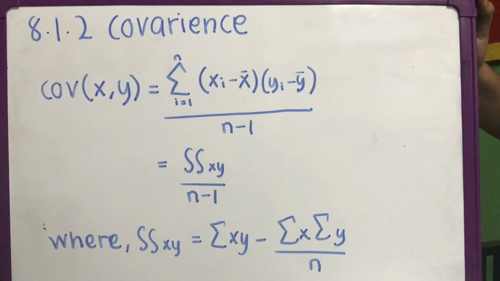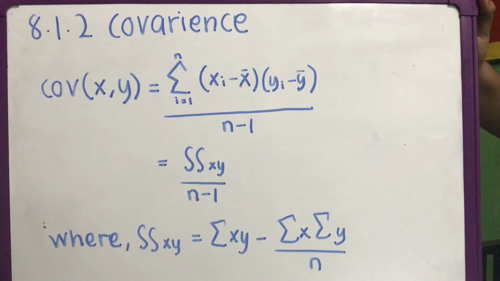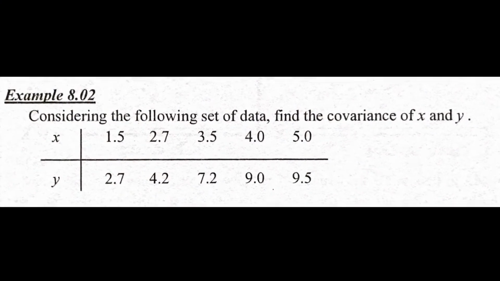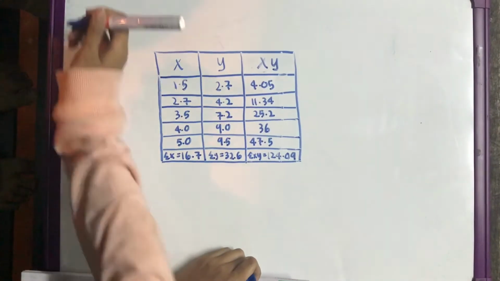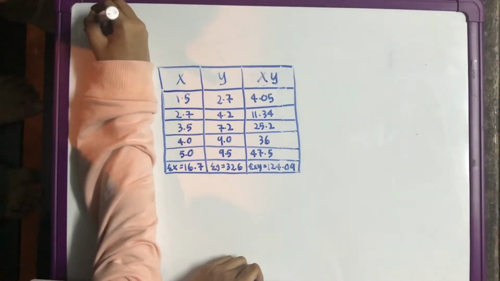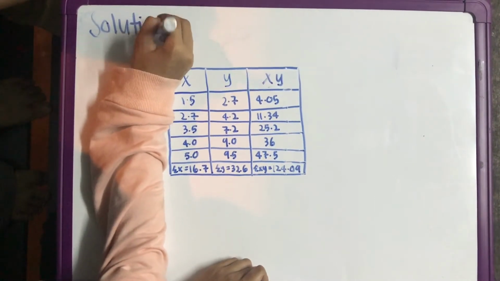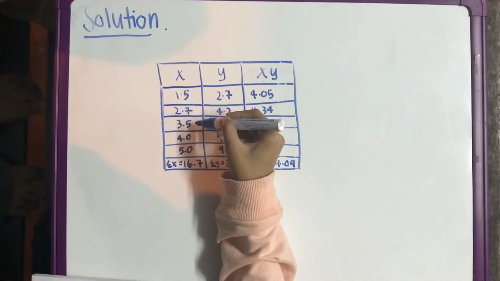Covariance is a measure of how much the variables x and y vary together. This is the formula for covariance. Okay, now I show the solution for the question, example 8.02 in the textbook, page 195.